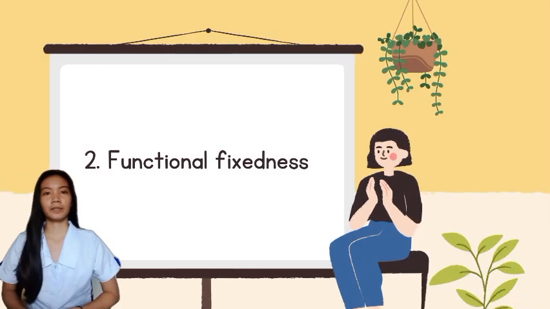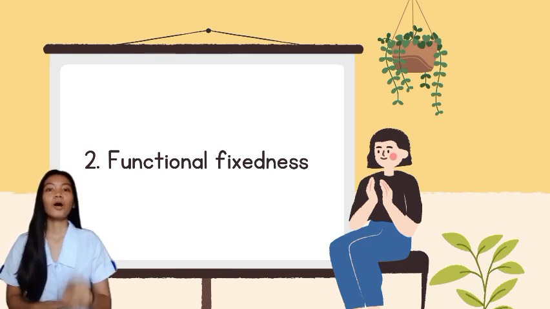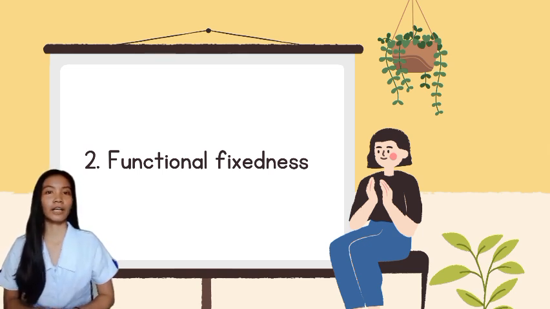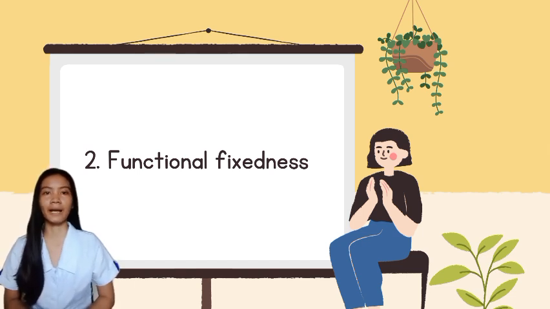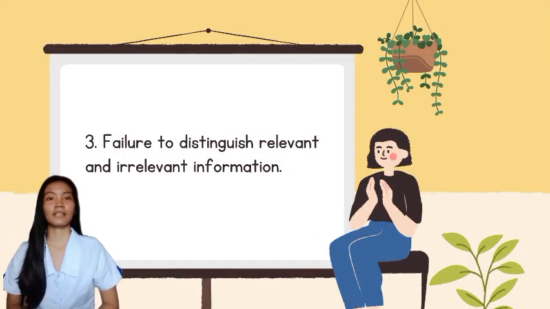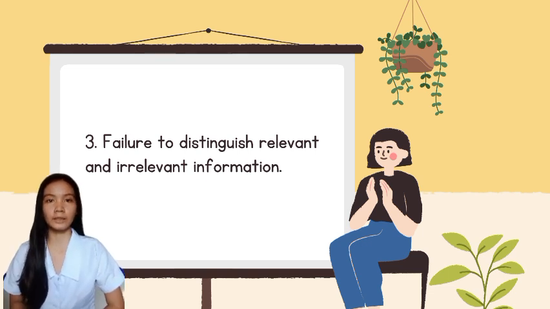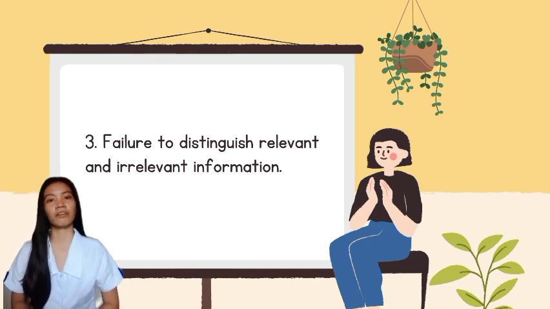The second barrier is functional fixedness, is when you see that an object has other uses. For example, when someone has long hair, using a pencil or pen as a substitute for a hair tie or a rubber band. The third is failure to distinguish relevant and irrelevant information, is when we are unable to determine the important and unimportant information.